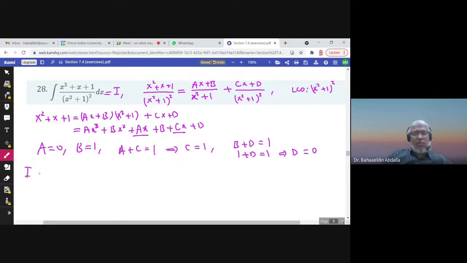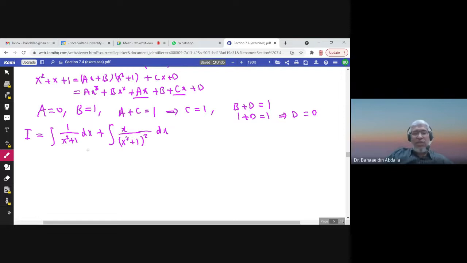And now the integral will be written as (ax plus b). A is 0, b is 1, so I have the integral of 1 over (x squared plus 1) dx plus... What is c? c is 1, so I have x. d is 0, so that's it, over (x squared plus 1) to the power 2 dx. These two integrals are easy and you should find them immediately.